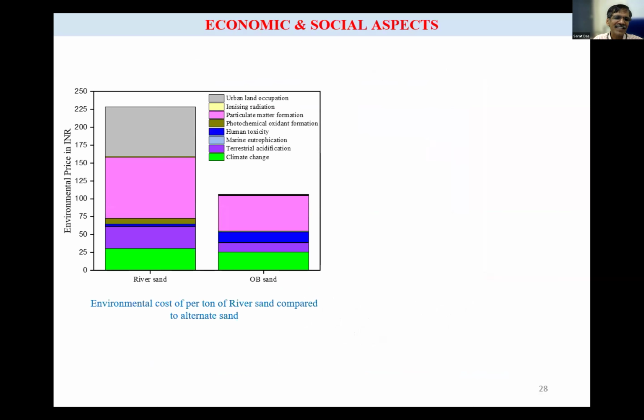Now, in terms of environmental price, if I convert to INR, OB sand has very little impact. And in comparison to crushed sand, OB sand also has an advantage. Here I don't have to go for the blasting, which is done for crushed sand and needs blasting.